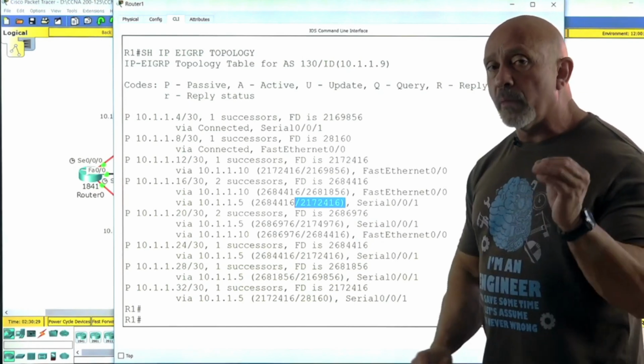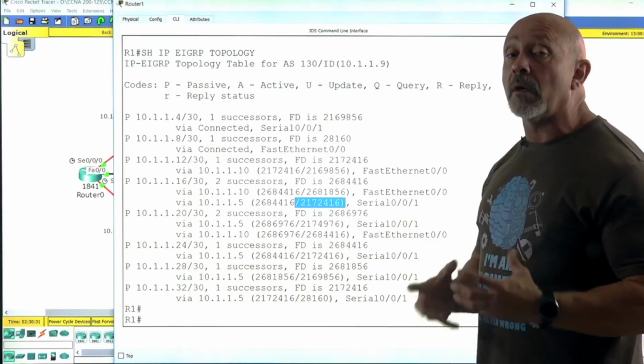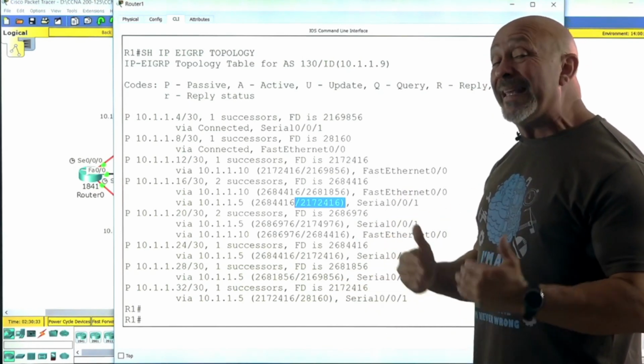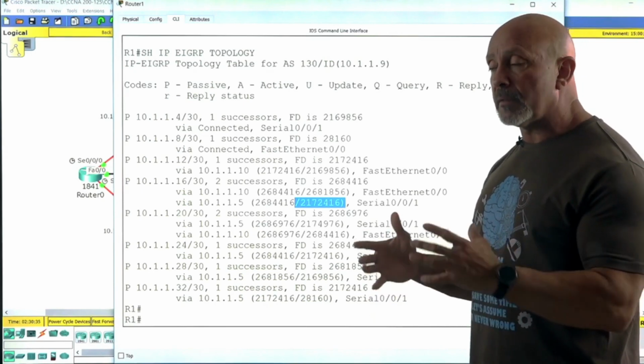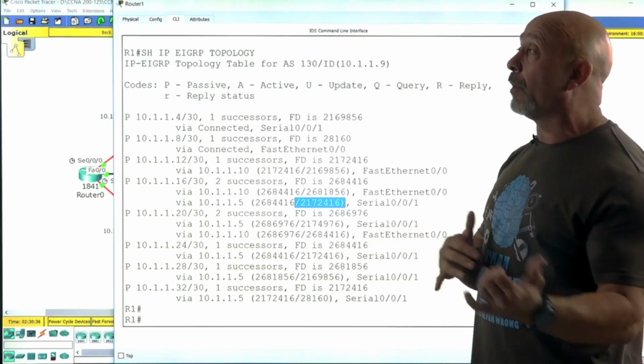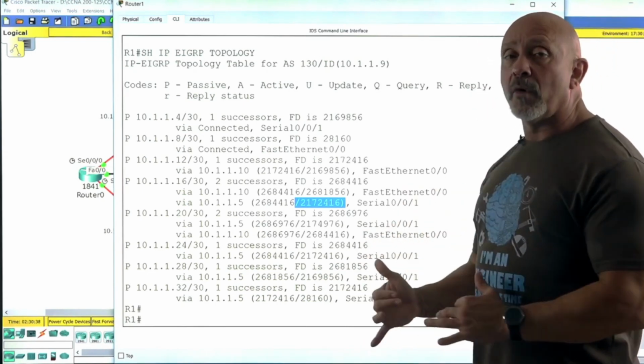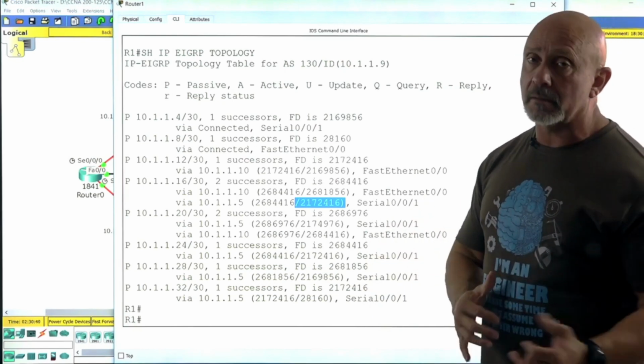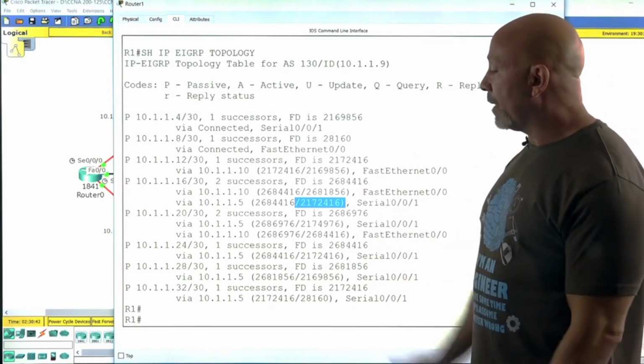And remember, with RIP version 2, everything is based on hop count, where EIGRP is based on the lowest metric. Lowest hop count for RIP, lowest metric for EIGRP, lowest cost for OSPF. All right? But there you go.